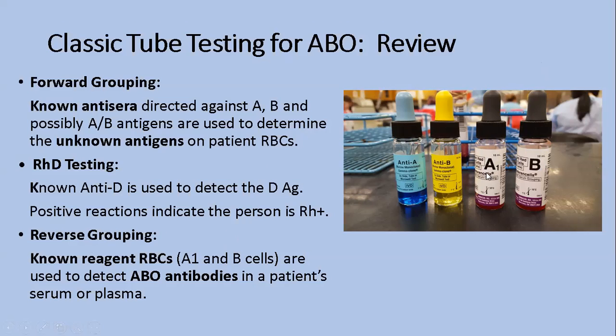And so these are red cells here that have A antigen, and B cells here have the B antigen. And we're using these known red cells to determine which, if any, naturally occurring ABO antibodies the patient has in their serum or plasma. And that's the basis of reverse typing. Okay? And so remember, when you're looking at reverse typing results, you want to reverse your thinking. This is telling us which antibodies the person has.